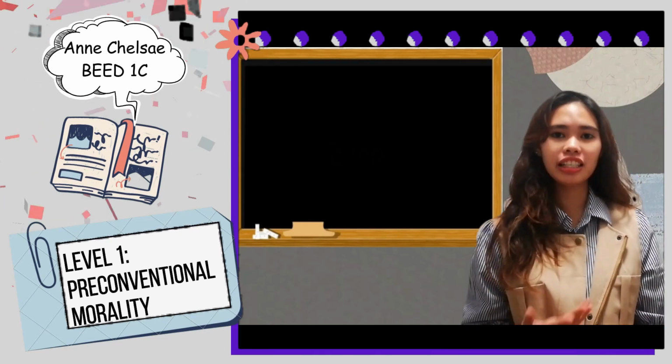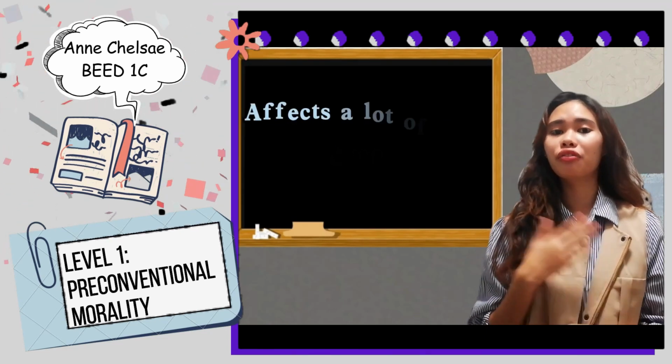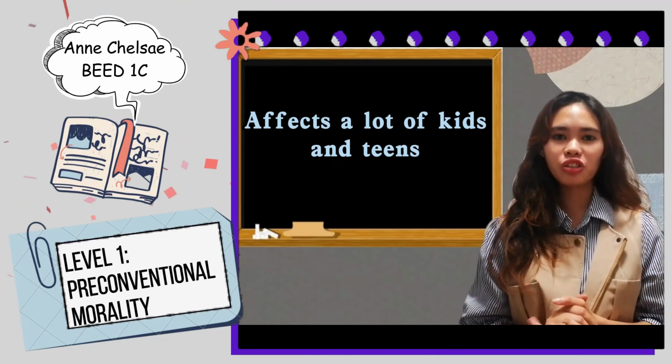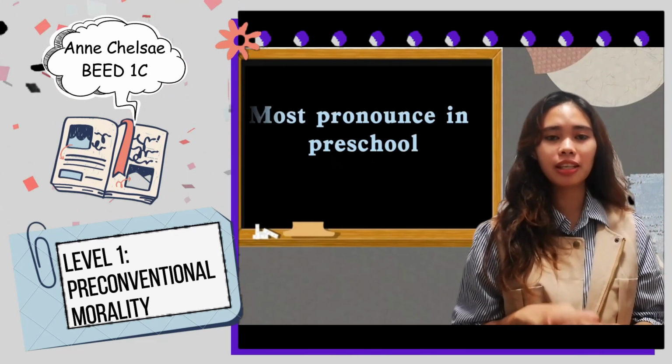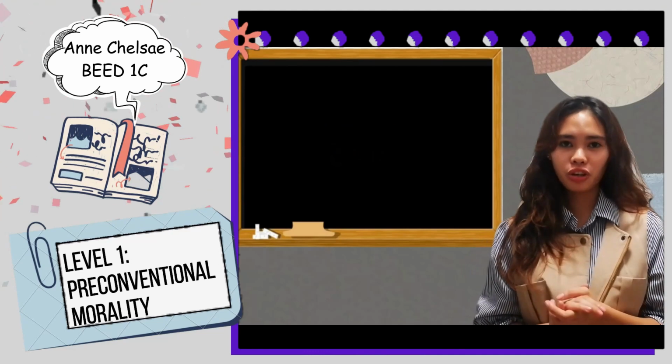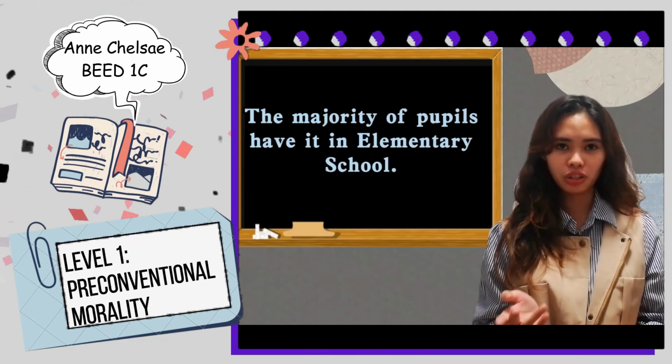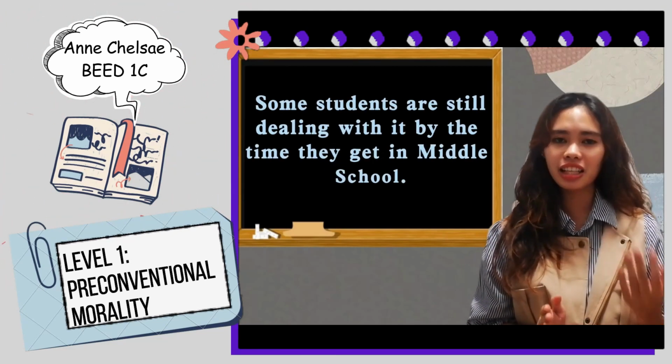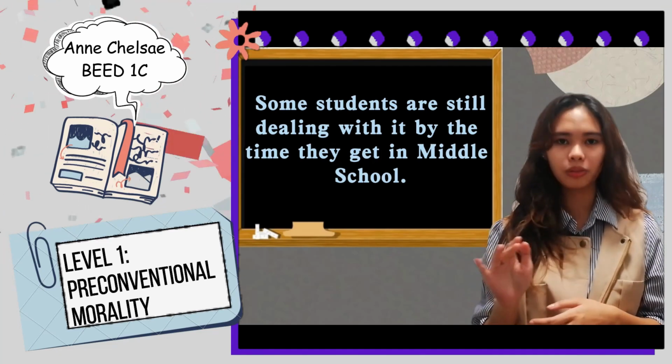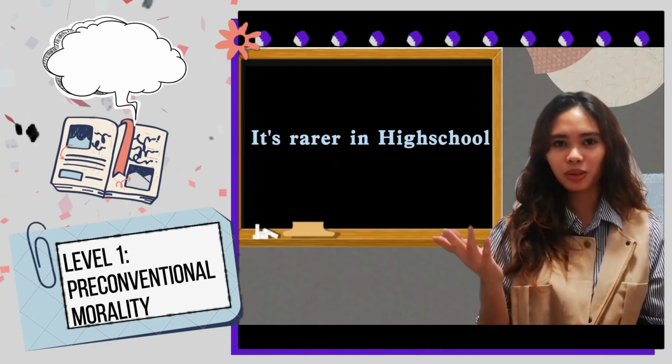This is morality's initial level. It affects a lot of kids and teens. Pre-conventional morality is most pronounced in preschool. The majority of pupils have it in elementary school. Some students are still dealing with it by the time they get to middle school. It's rarer in high school.